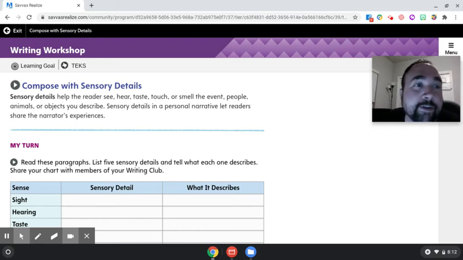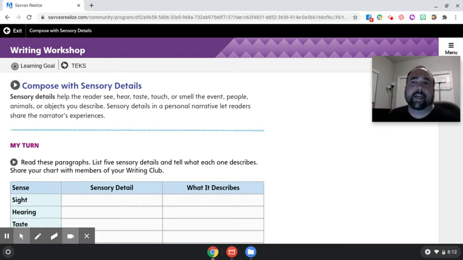So sensory details help the reader see, hear, taste, touch, or smell the event, people, animals, or objects you describe. Sensory details in a personal narrative let readers share the narrator's experience. So, when you're writing, you use sensory details to share certain things.